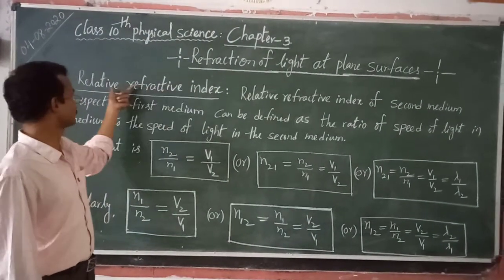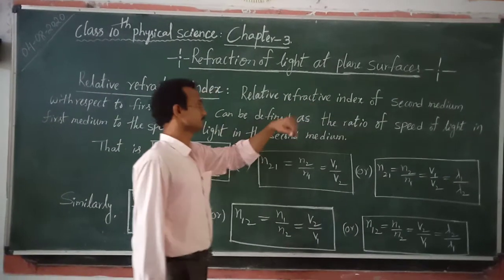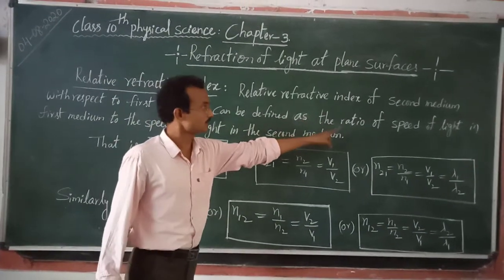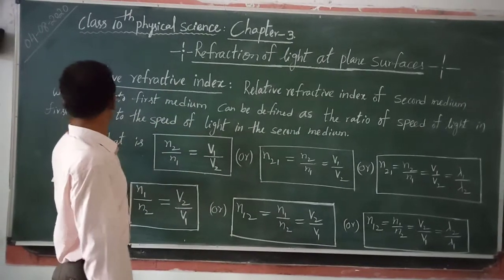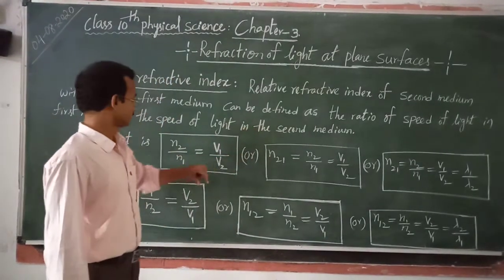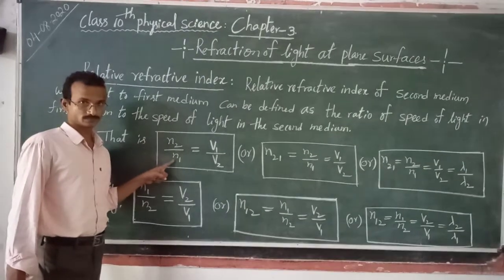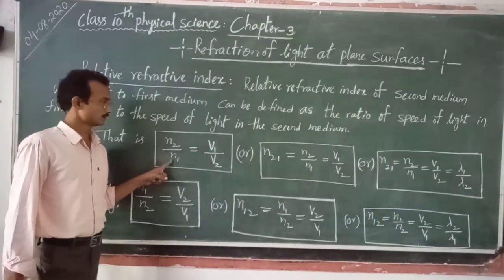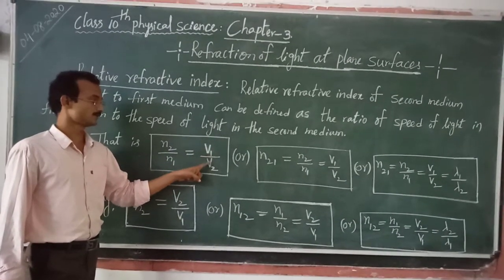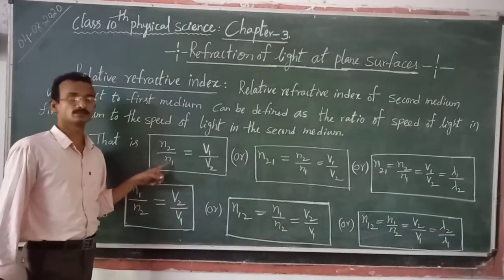So the definition: the relative refractive index of a second medium with respect to the first medium can be defined as the ratio of speed of light in the first medium to the speed of light in the second medium. That means n2 by n1 is equal to the speed of light in first medium to the speed of light in second medium. This is the definition for the relative refractive index of the second medium with respect to the first medium.